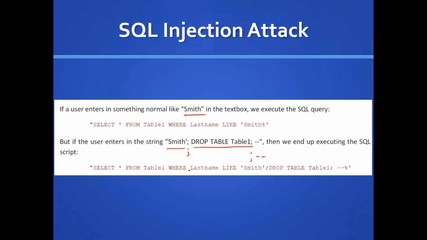So select all from table 1 where last name like Smith, semicolon, the next one, semicolon, and this is a comment. This is a comment. Okay. Are there any questions about any of that? Not right now. All right, good. I don't have any questions either.